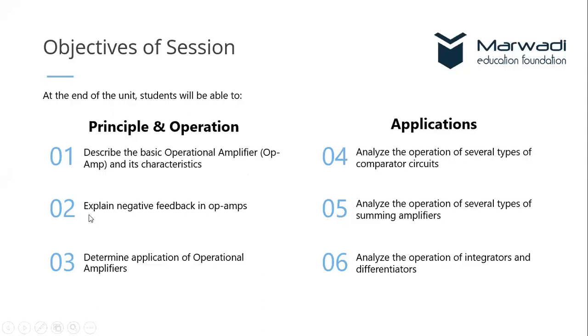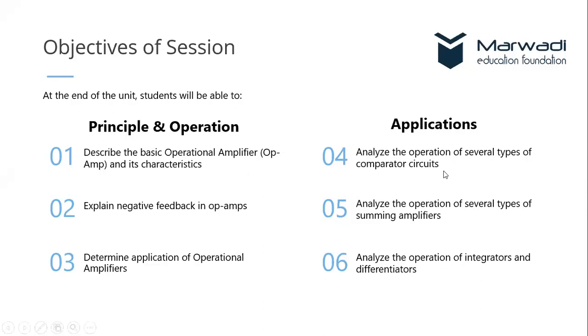Second, the students will be able to explain what is negative feedback in the operational amplifier. Third, you should be able to determine the application of operational amplifier. That means where and when you can apply the operational amplifier.